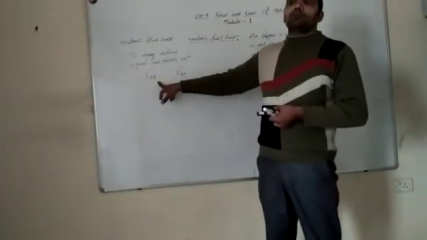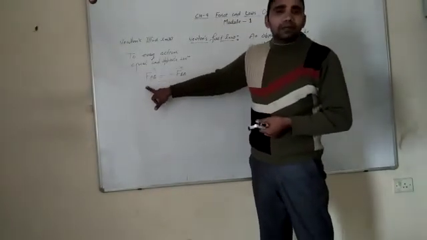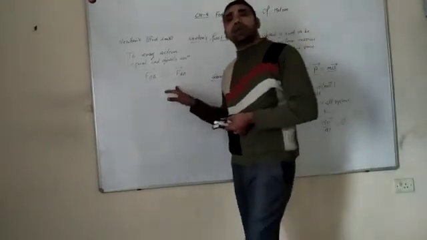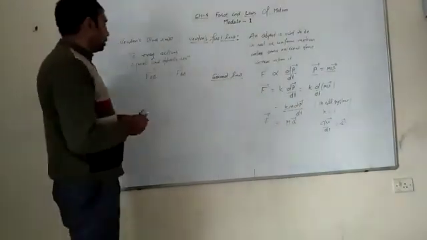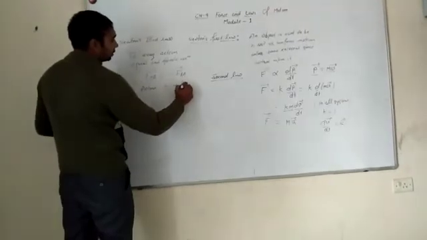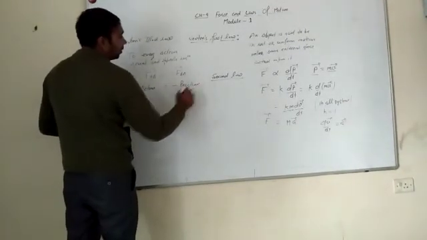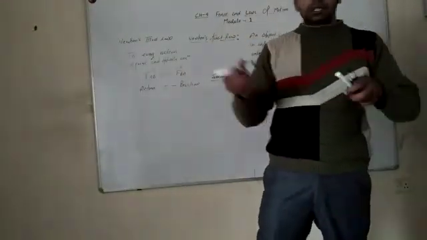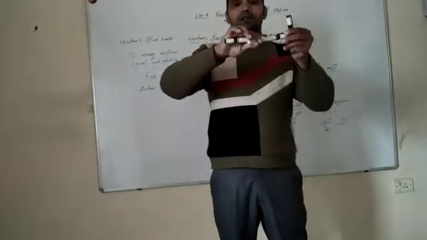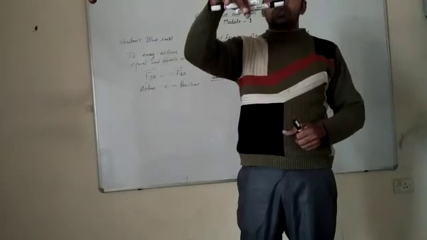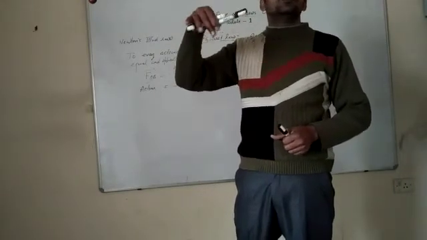F_AB is the force applied on body A due to body B, and F_BA is the reaction force, the force applied on body B due to body A. This is action, this is reaction. Action and reaction are both equal in magnitude but opposite in direction. If this is action, then this is reaction. These two forces are equal in magnitude but opposite in direction, that is called Newton's third law.